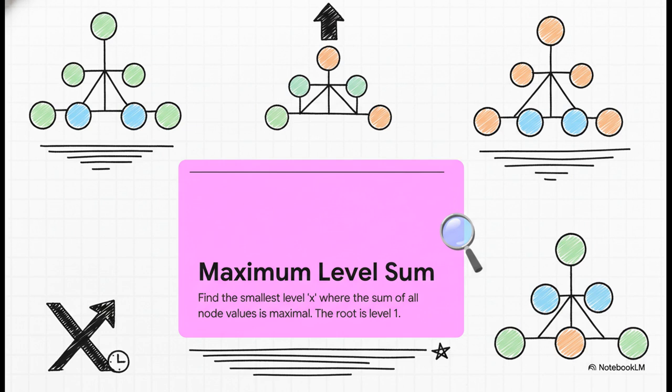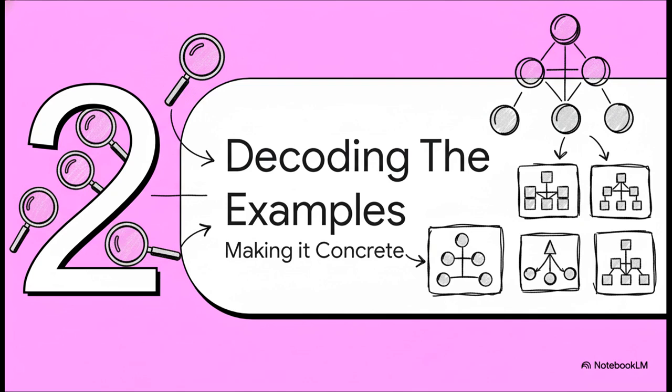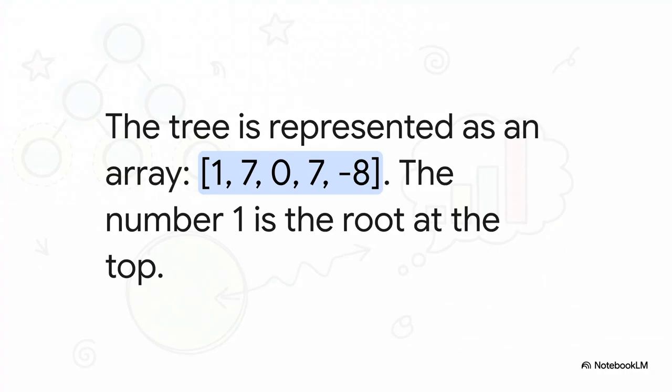That's a crucial detail. Talking about it is fine, but seeing it in action is way better. Let's walk through a couple of examples to make this whole thing totally concrete. Okay, here's our first tree. Now, you'll often see trees represented like this, just as an array of numbers. It's a really common way to handle the input. That first number, the 1, that's the very top of our tree, the root.